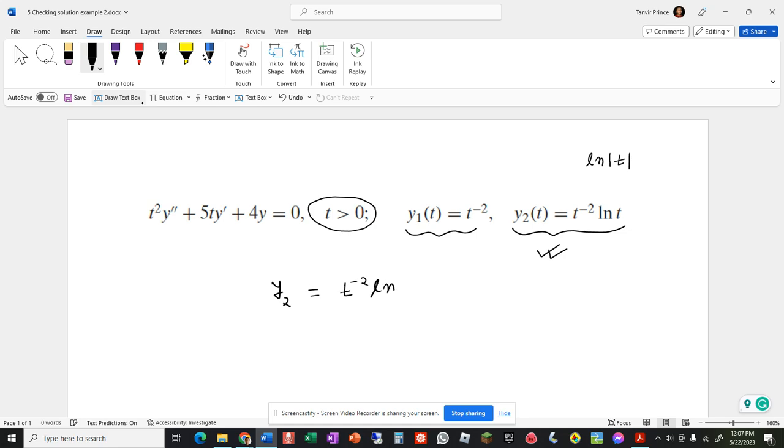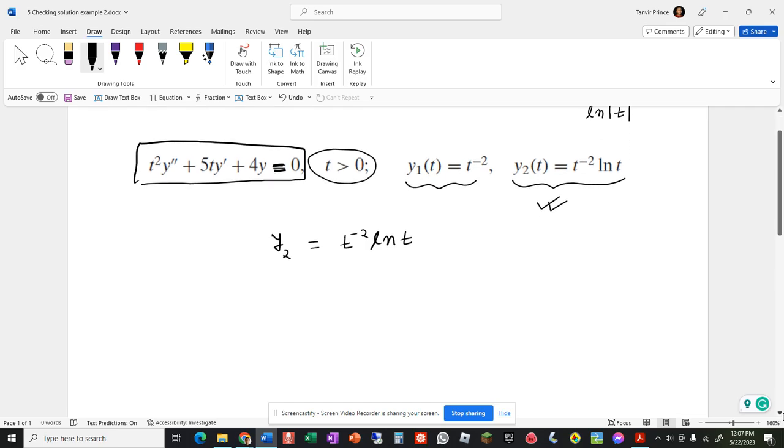Now I have to substitute this y2 into this differential equation and make sure that this equality is true, right? So I have to take the first derivative and the second derivative because I see y double prime, right? So I have to do that. So let's go ahead and do this. Each time we have to use the product rule.